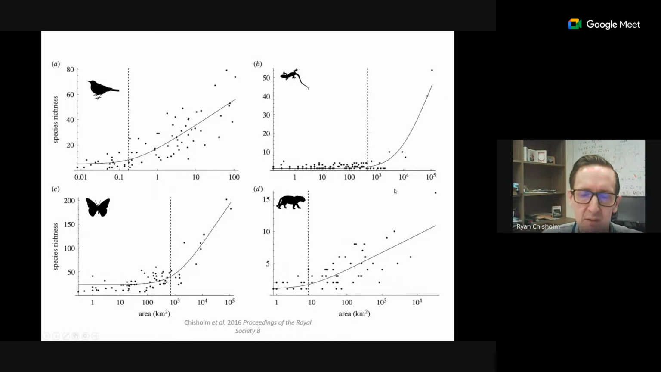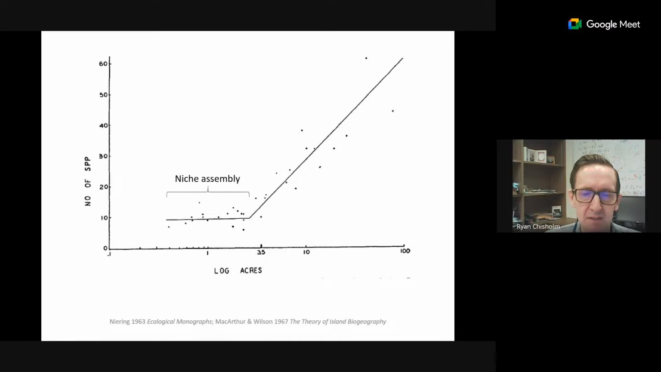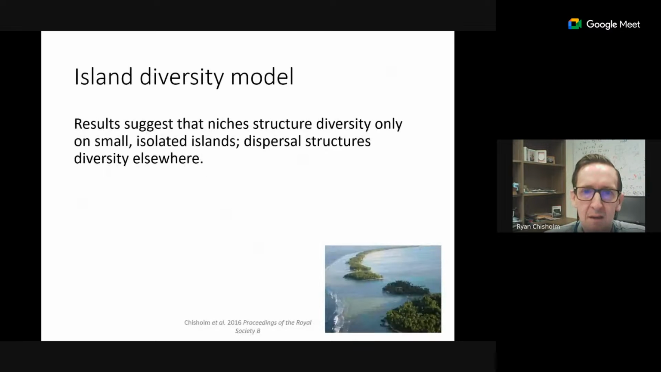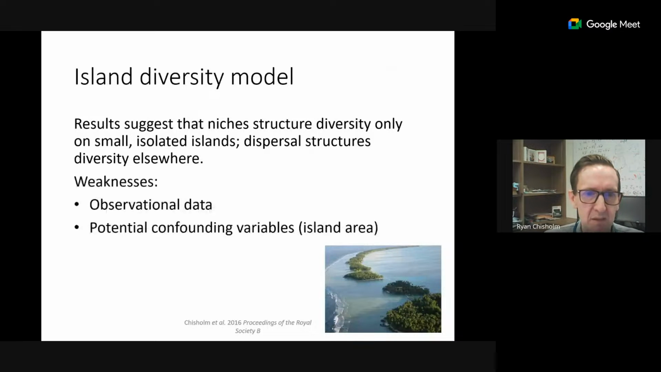And so we said, well, this is a good explanation for this phenomenon, that we have niche assembly on these very small islands that receive very little immigration, and dispersal assembly elsewhere. So that was nice. That's the conclusion I just mentioned. Some weaknesses of this are that it relies purely on observational data, so there could be other interpretations.